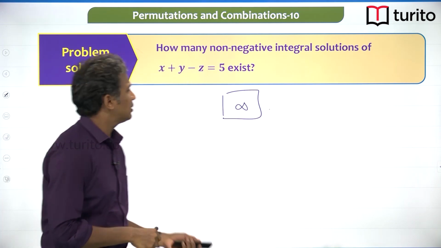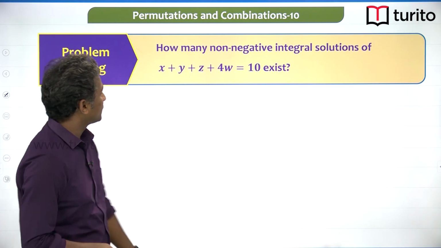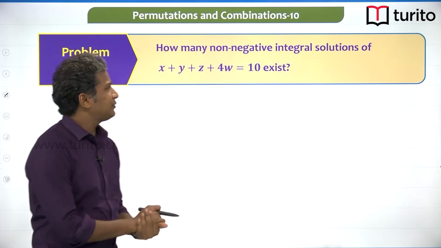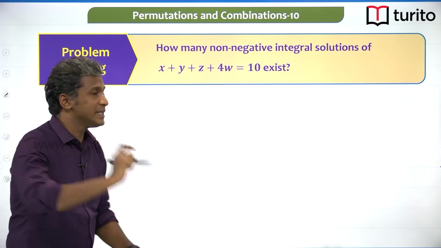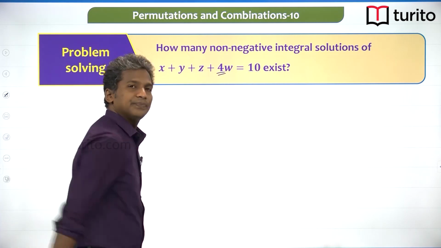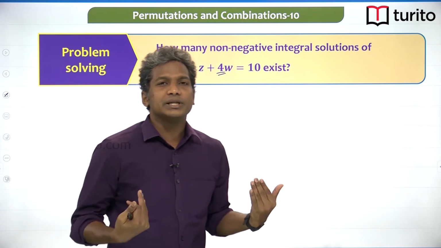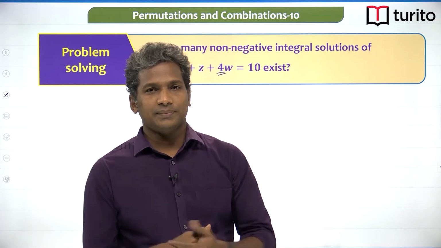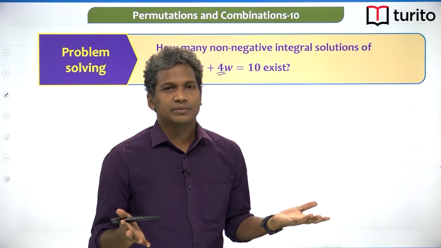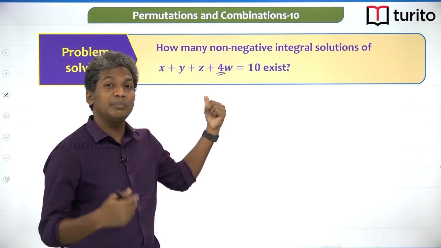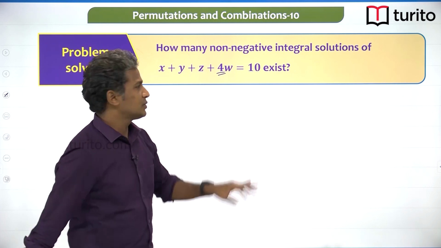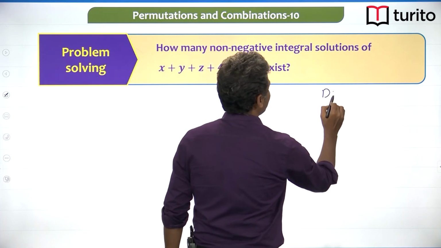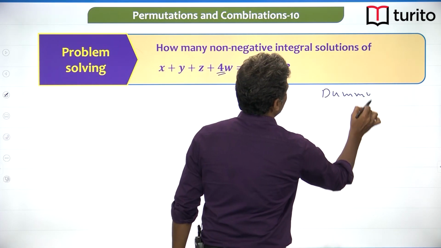Okay, so now let's solve another problem. Here we have to find the non-negative integral solutions of this equation, but the only change is the coefficient. Whenever there is a coefficient, what is the idea here? This is now breaking our basic stereotype, so we cannot use dummy variables. Here dummy has failed. So dummy variables we cannot use.